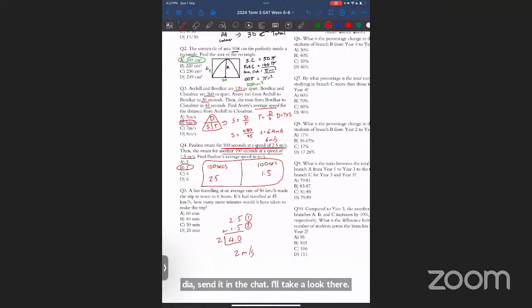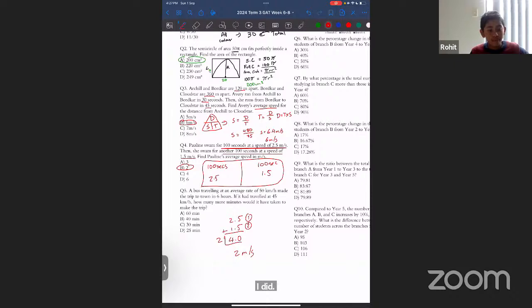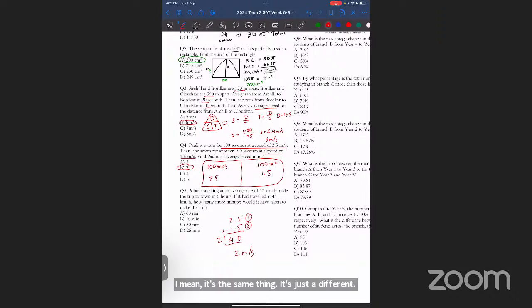What if you're in America and you use miles per hour? Is that your question? Yeah, it's the same thing. It's just a different unit.